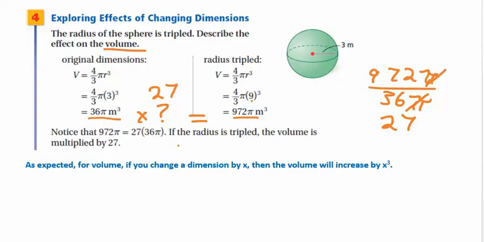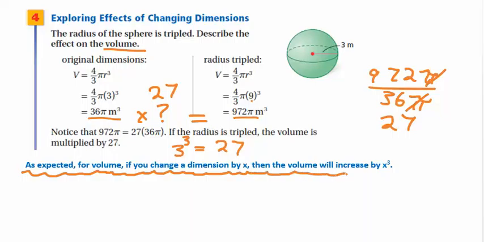So if we tripled the radius, we actually have to cube that amount. 3 cubed is equal to 27. So read this: as expected, for volume, if you change a dimension by x, then the volume will increase by x cubed. So for any problem when they're changing the dimensions of a figure by a certain amount, the volume will change by that amount cubed.